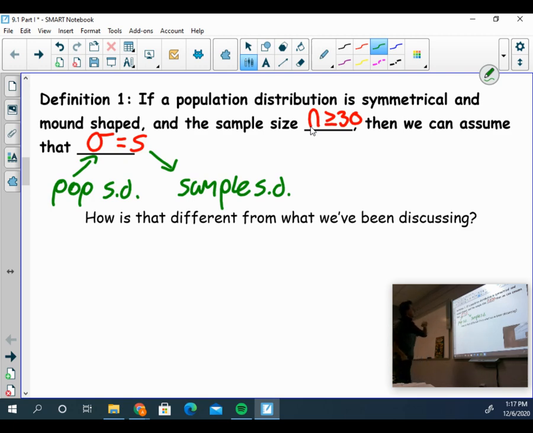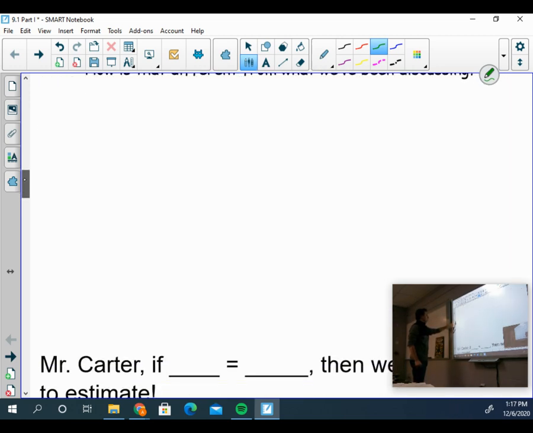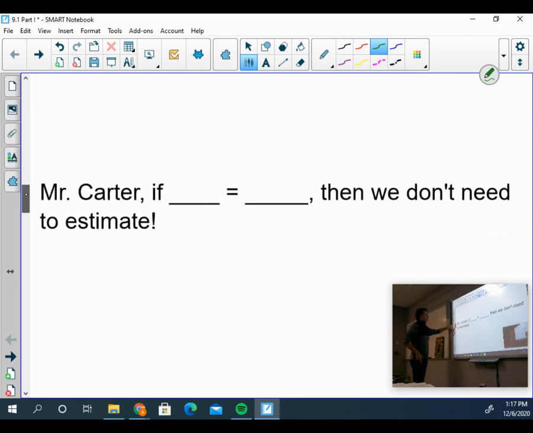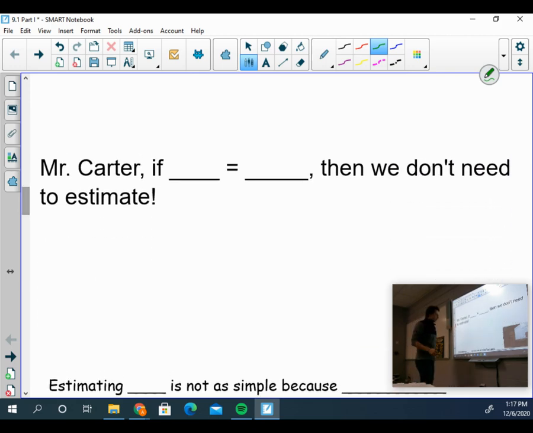Okay, so definition number one: if a population has a roughly normal look to it, and we take a sample of at least size 30, then our population standard deviation will equal our sample standard deviation. Well, great. If our population standard deviation equals our sample standard deviation when we take a sample, then we don't need to estimate it. And you're right. Here's the problem.